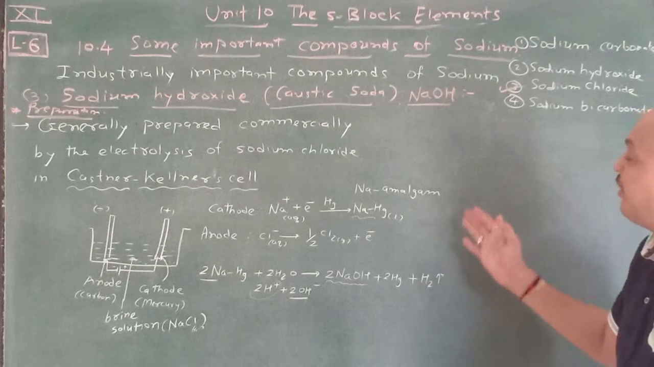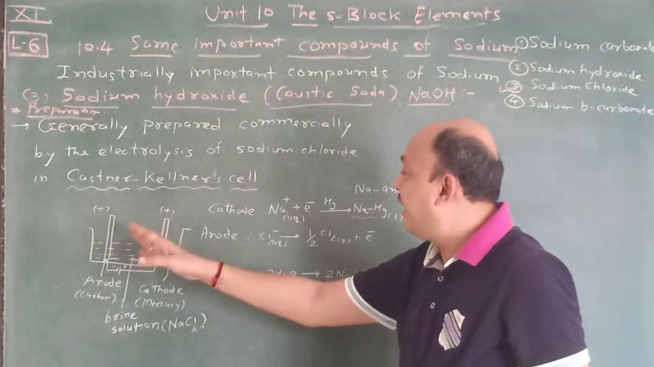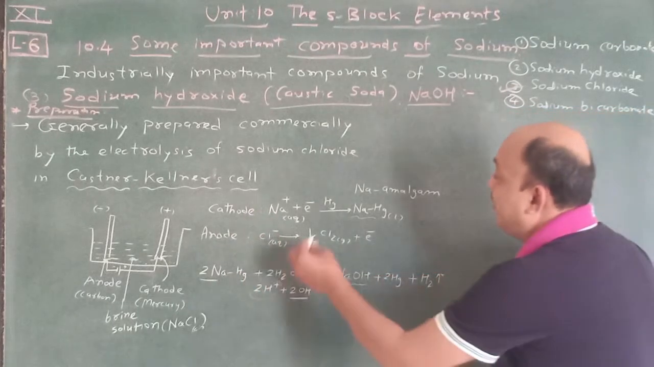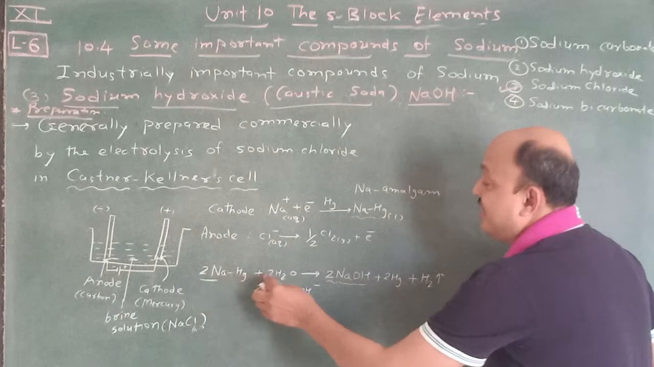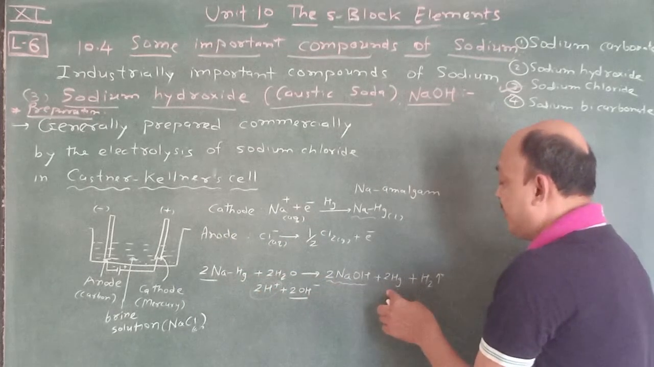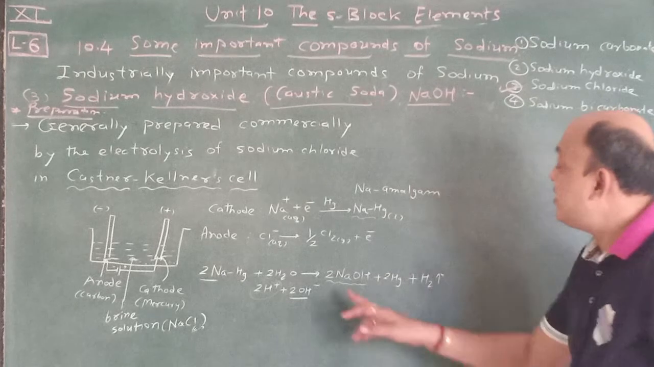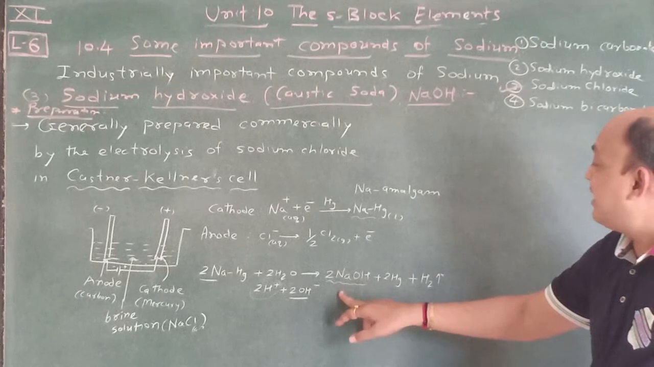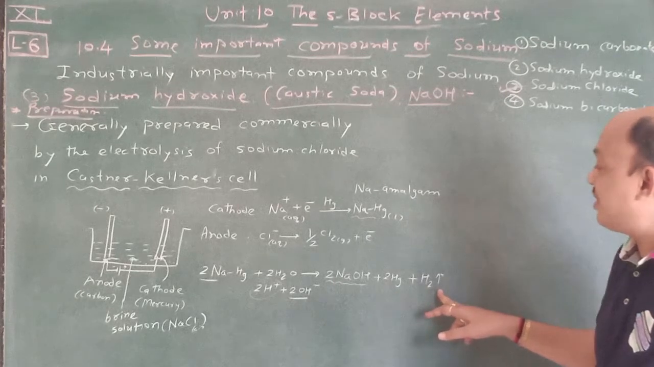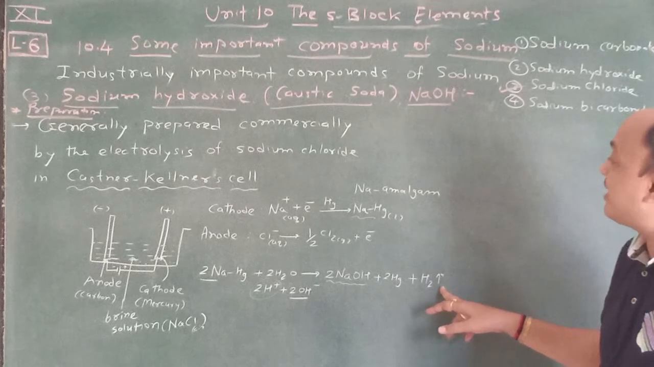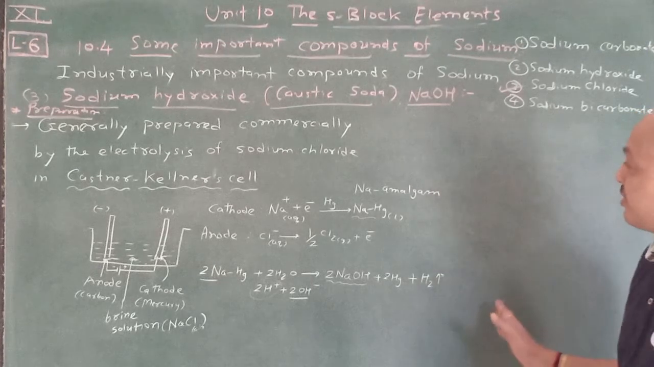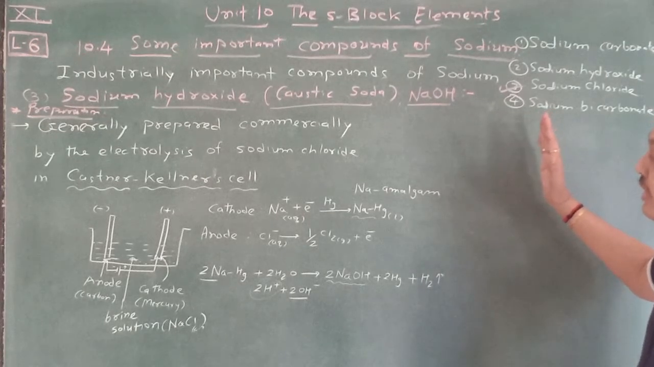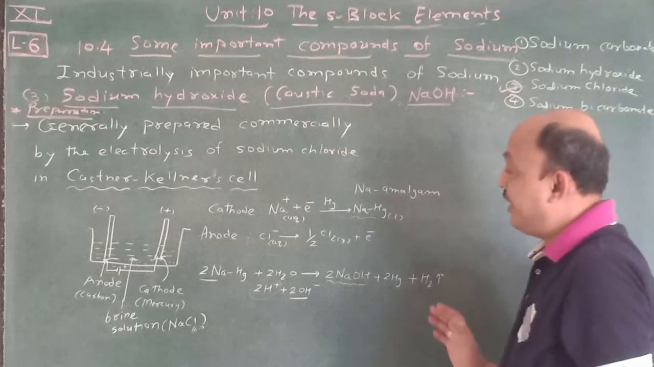It is very easy if you remember the anode, cathode and the negative and positive terminals. From the cathodic reaction, 2NaHg plus 2H2O gives 2NaOH plus 2Hg plus H2 gas. The sodium hydroxide is obtained in crystal form. This is all about the preparation of sodium hydroxide. In the next session we will look at the properties of sodium hydroxide.